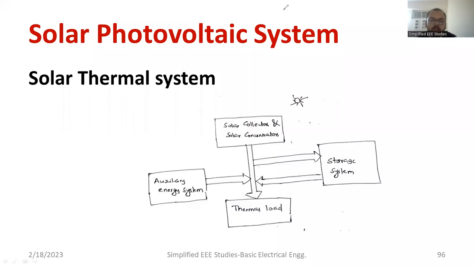I request you to refer to the diagram which I have drawn on the screen. Here, the sunlight is available. Using the solar collector and concentrator, it will be extracting energy from the sun, and the solar energy is converted into useful heat. The useful heat is given to the thermal load. The thermal load may be a water heater, it may be used for drying purposes, room heating, air conditioning, etc. So this is actually called a solar thermal system.